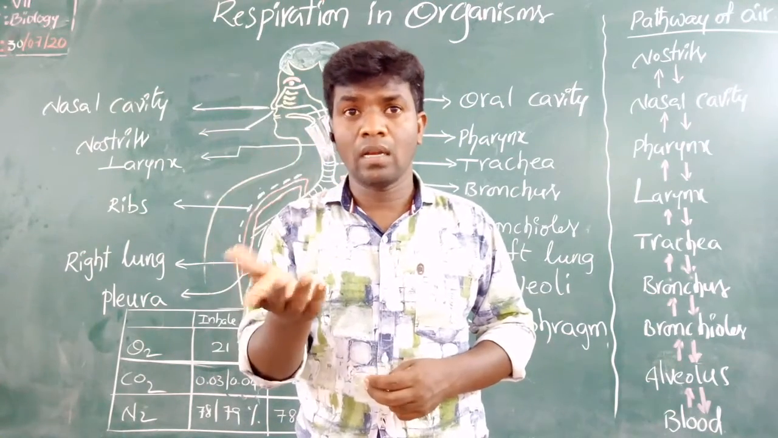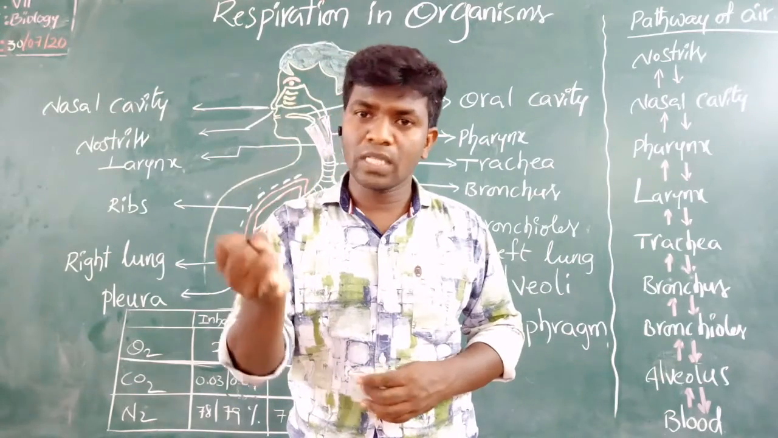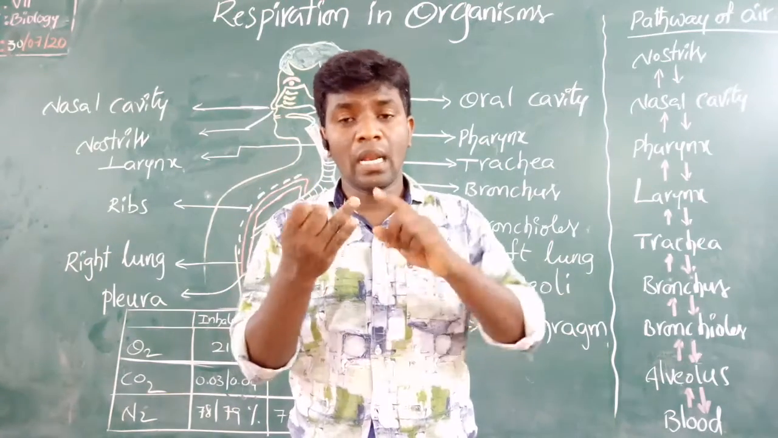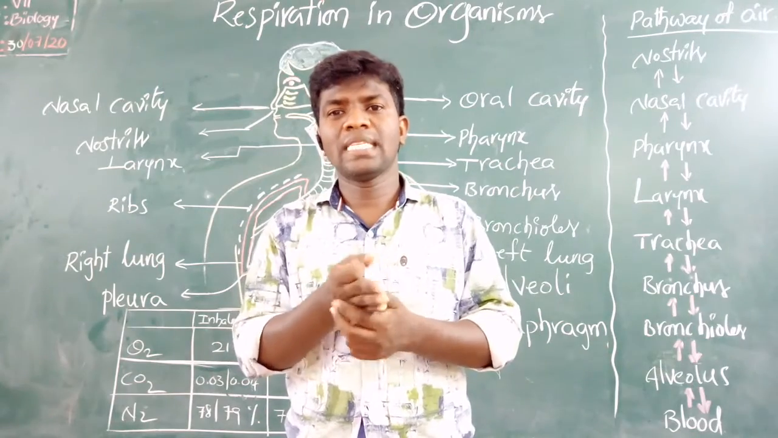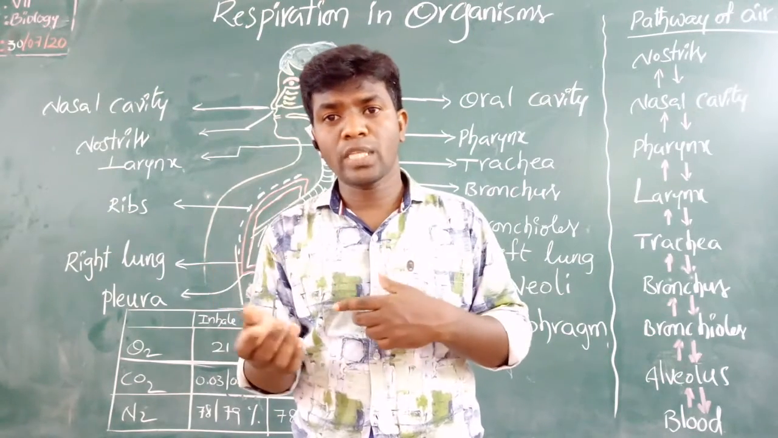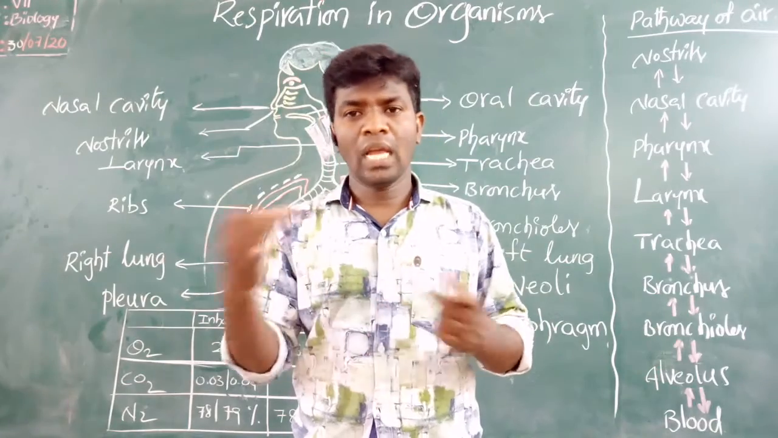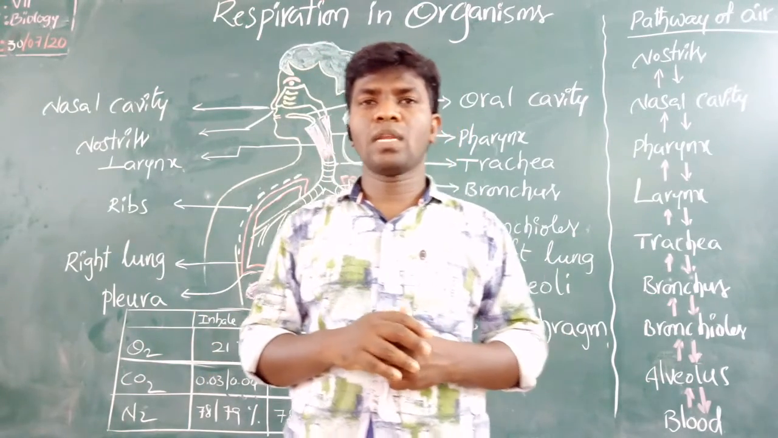Respiration stages are external respiration and internal respiration. External respiration is also called breathing. Internal respiration is also called cellular respiration. So these two are the stages of respiration. And there are two types of respiration: aerobic respiration and anaerobic respiration. Each and every topic I will explain to you, children.